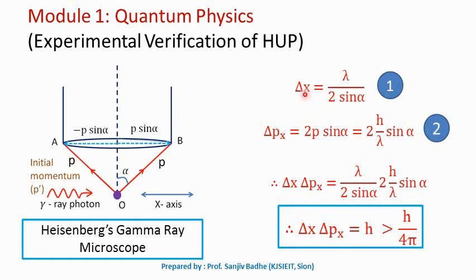Now let us take the product of these two uncertainties, delta x into delta px, that is equal to lambda upon 2 sin alpha, that is the value of delta x, times 2h by lambda sin alpha, which is delta px. Here 2 will get cancelled, sin alpha will get cancelled, and lambda will get cancelled, and delta x into delta px is equal to h, which is greater than h upon 4 pi. So this is how, using this gamma ray microscope experiment, the Heisenberg uncertainty principle can be verified.